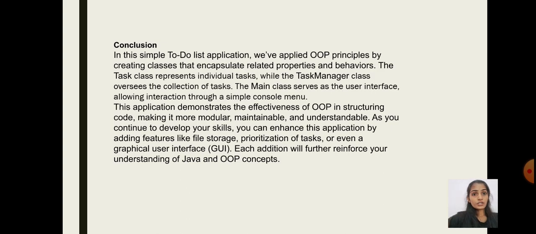Next, we are going to give a conclusion to the video. In this simple to-do list application, we have applied OOP principles by creating classes that encapsulate related properties and behaviors. The task class represents individual tasks, while the task manager class oversees the collection of tasks, and the main class serves as the user interface, allowing interaction through a simple console menu. This application demonstrates the effectiveness of OOPS in structuring code, making it more modular, maintainable, and understandable.